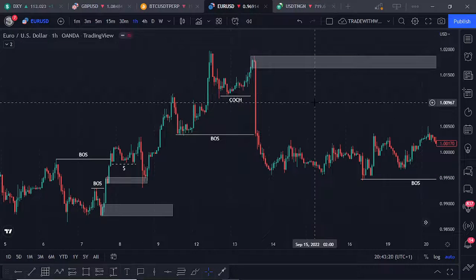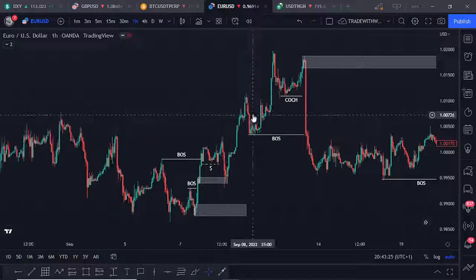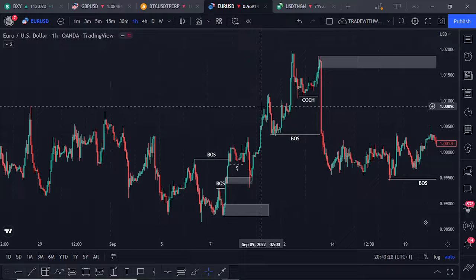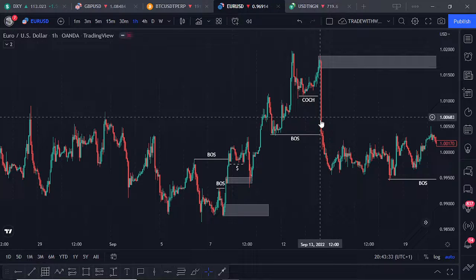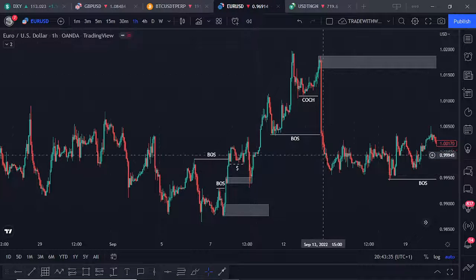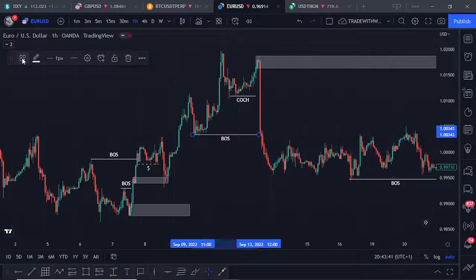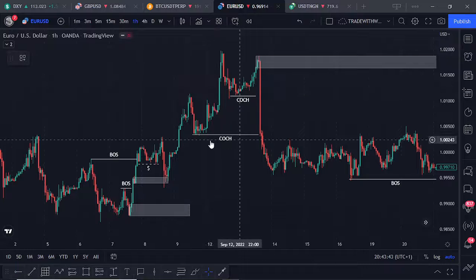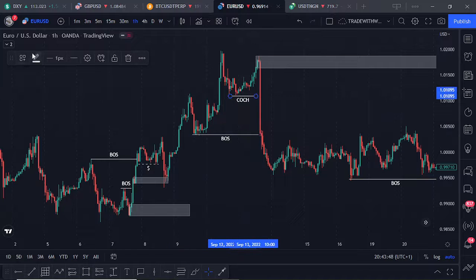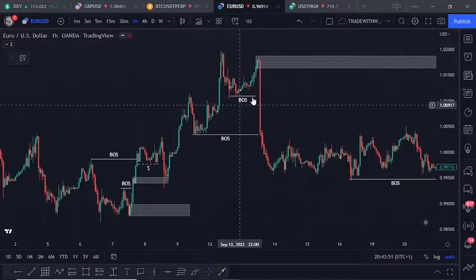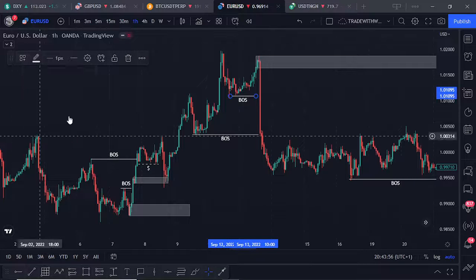All right. I don't know if my network will carry this now. First thing, the change of character is the first break of structure. You understand? Because it's just signifying that the trend is about to change course from bullish to bearish. That's why it's called a change of character. And then it won't be reasonable to have another change of character here. Normally you can still call a change of character a break of structure. But the ideal term is change of character, especially when it's happening for the first time.